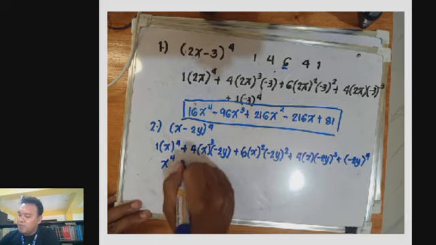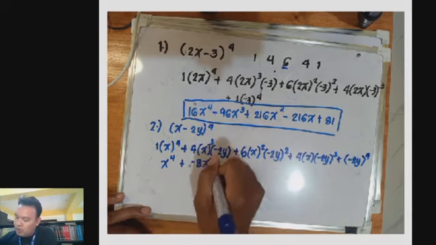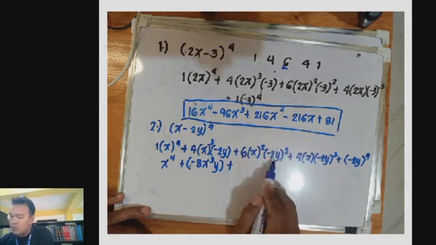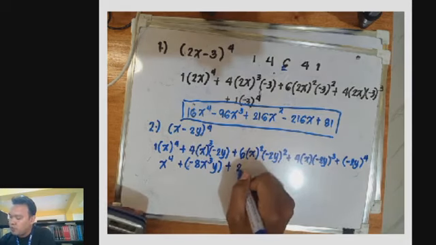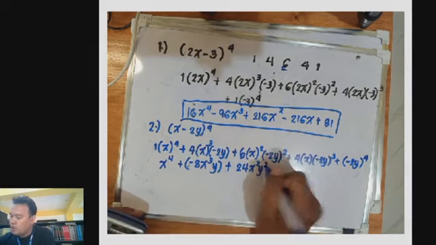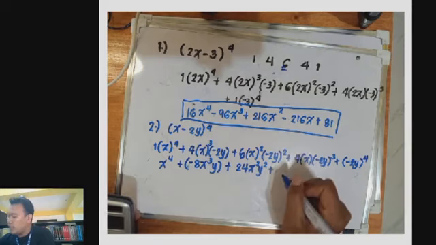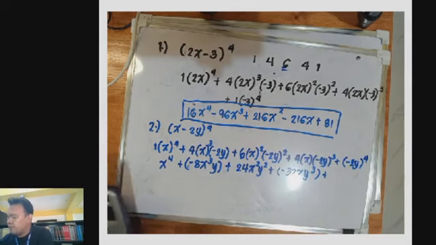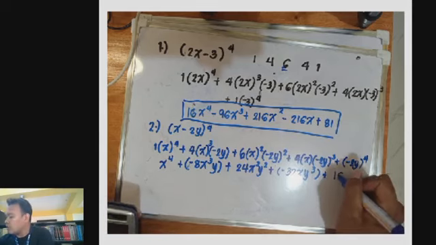So, x raised to 4 plus, so we have 4 times negative 2, we have negative 8x cube, then y, lagay natin parentheses, plus, ito, 6 times 2, 2 times 2 is 4, times 6, 4 times 6 is equivalent to 24, 24x squared y squared plus we have negative 2 cube is equivalent to negative 8, negative 8 times 4 we have negative 32xy cube, then plus negative 2 raised to 4 we have 16y raised to 4.